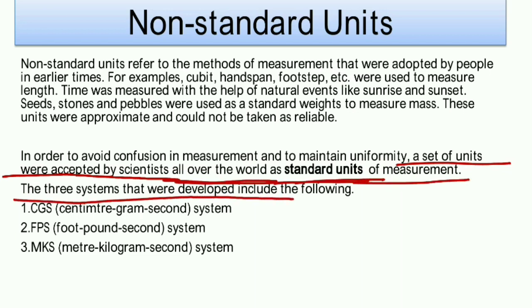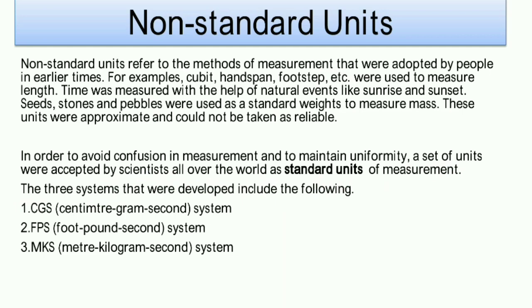Three systems were developed: CGS, FPS, and MKS. The full form of CGS is centimeter gram second: C for centimeter, G for gram, and S for second. FPS is foot pound second. MKS: M stands for meter, K for kilogram, and S for second. So these three systems were developed.